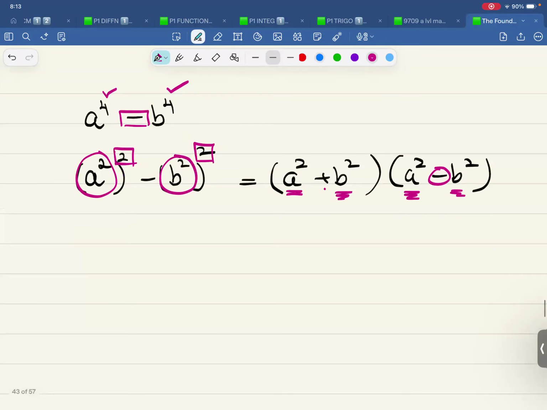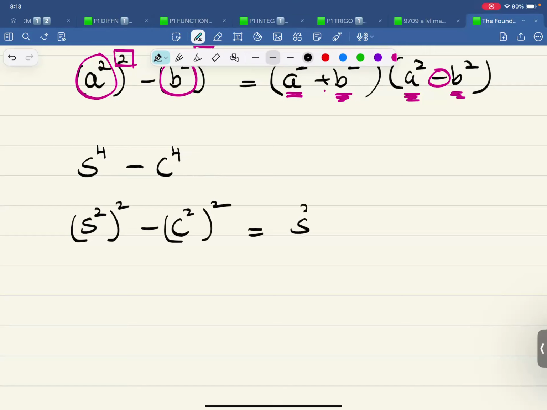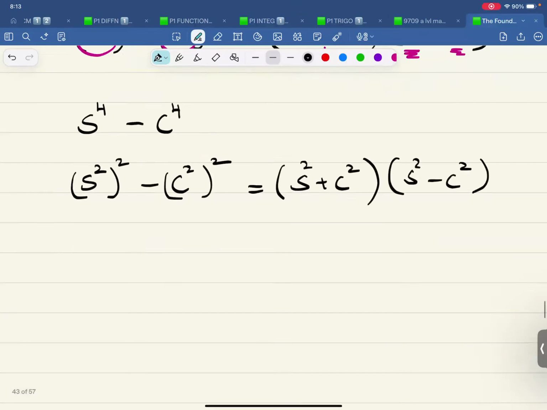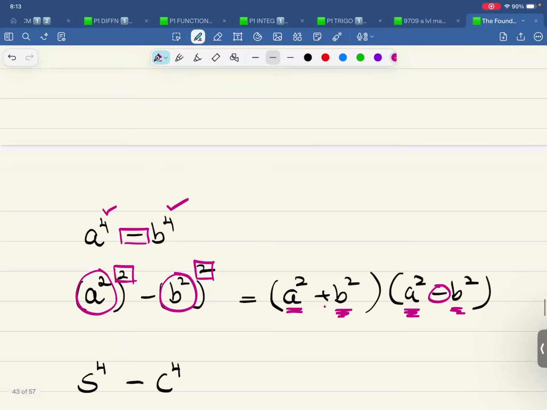Something like this. I could write it symbolically. Some other symbols can be used. S power 4 minus C power 4. Write it again: S square squared minus C square squared. So that is S square plus C square, S square minus C square. And I'll talk about this in the chapter of trigonometry of AS level maths. Got the idea? So that's how this factorization is used.